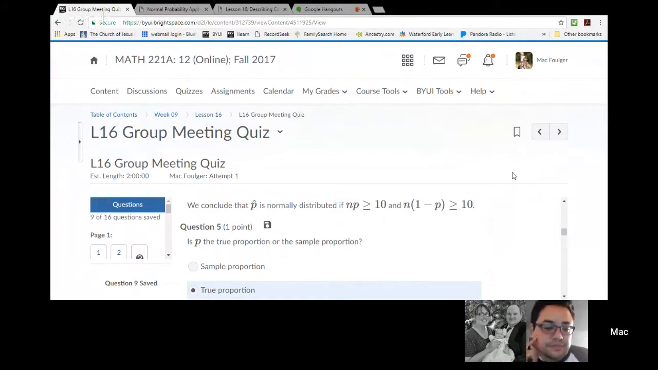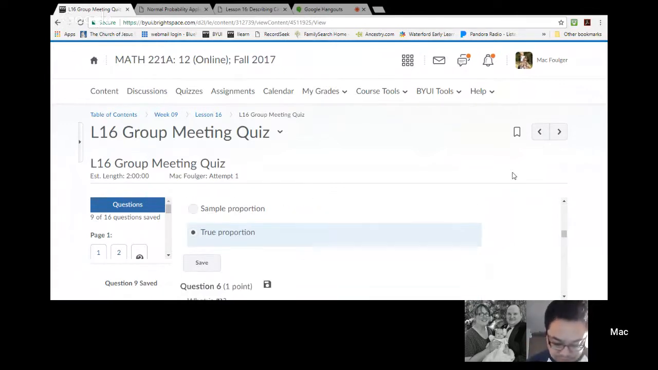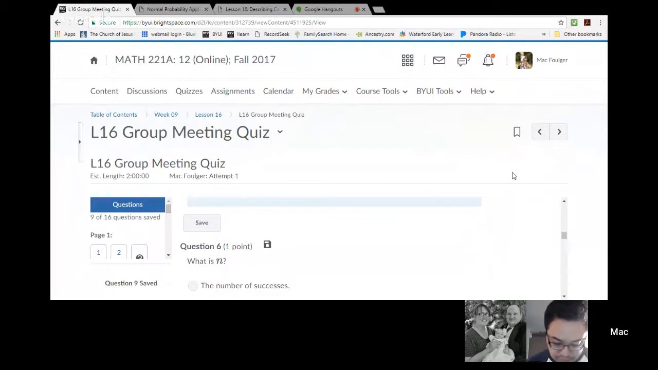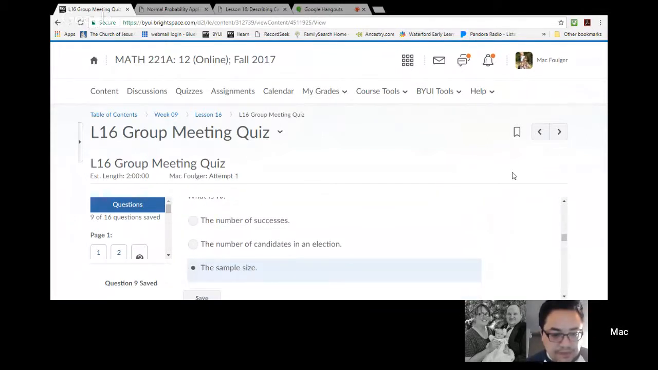P is the true population or the sample? It's the true population. So B. Okay, I'll take 6 here. 6 is, what is N? The sample size.